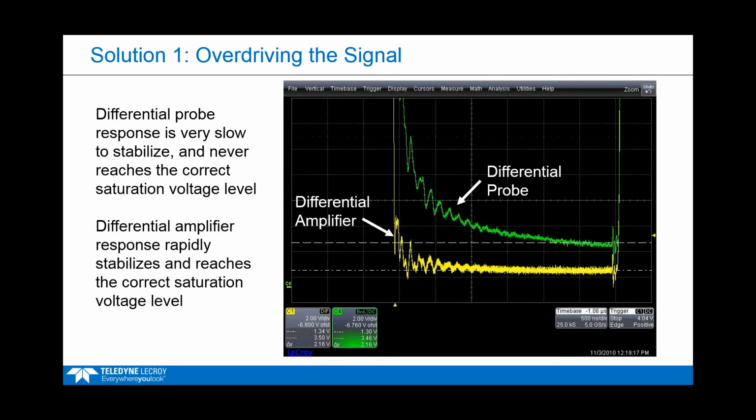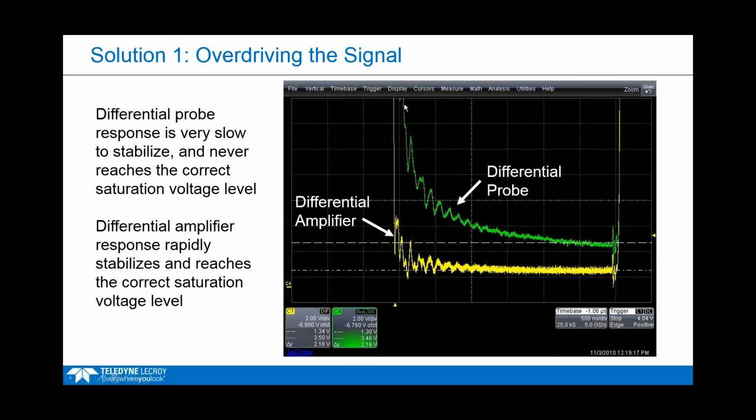The first thing you might ask is, why can't we just adjust the vertical scaling on the scope so that we zoom way in on the piece of the signal we're interested in, and that way we can use our 8 bits of ADC resolution just on that piece? You can do that, but the issue with a typical differential probe or the input amplifiers on the scope is you get a signal that we see in green here.